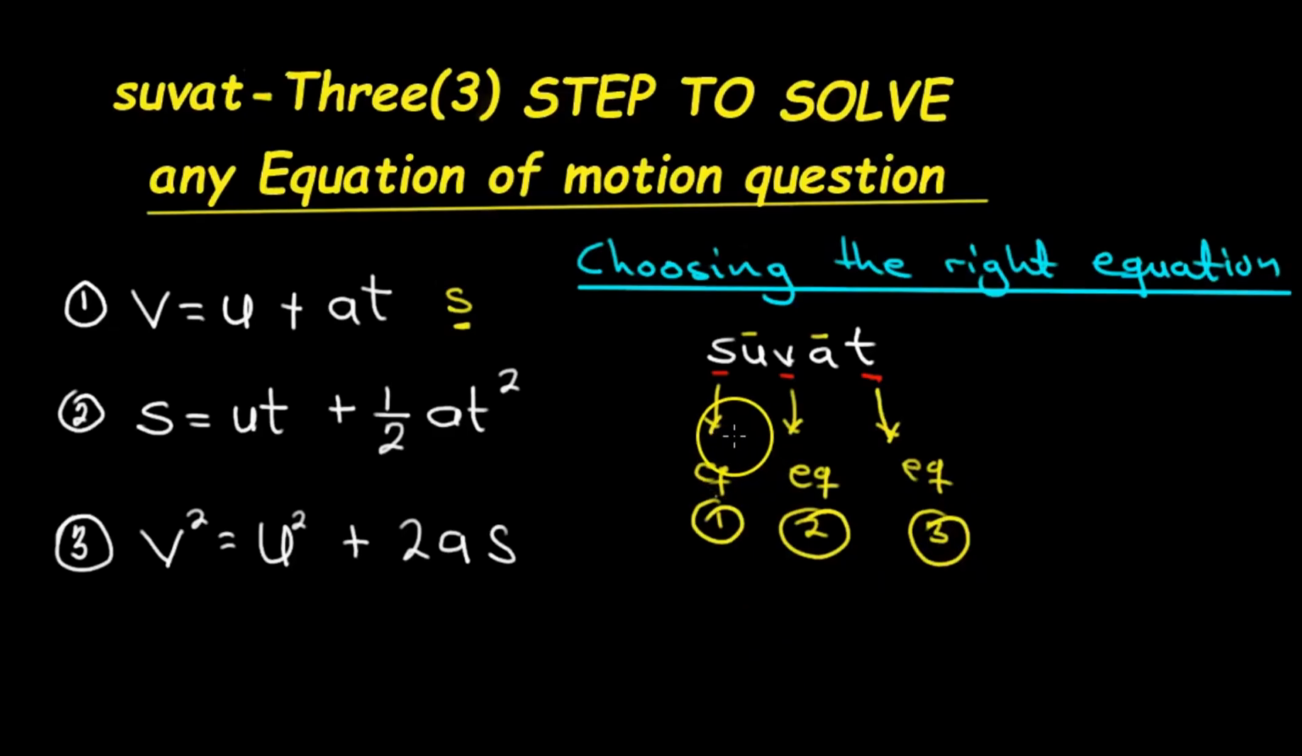So anytime you have your quantities and you realize that S is missing, you are going to use the first equation. If it is V, you are using the second equation, and if it is T, you are using the third equation. Now what if it is U and A that is missing? I'll tell you what to do very soon.